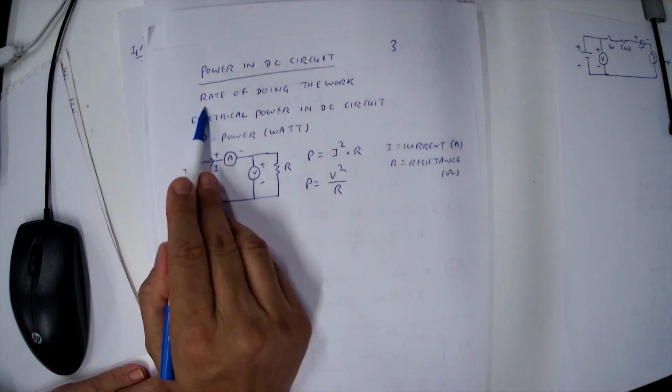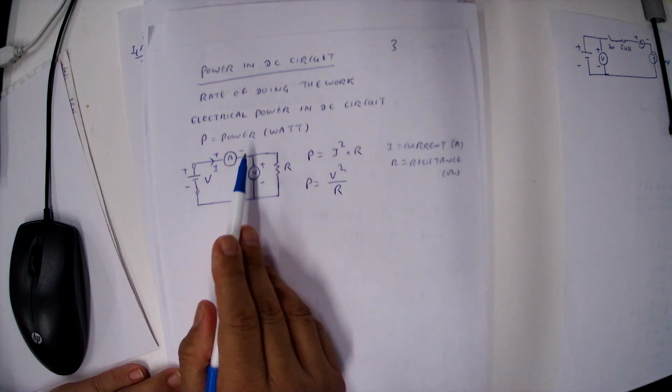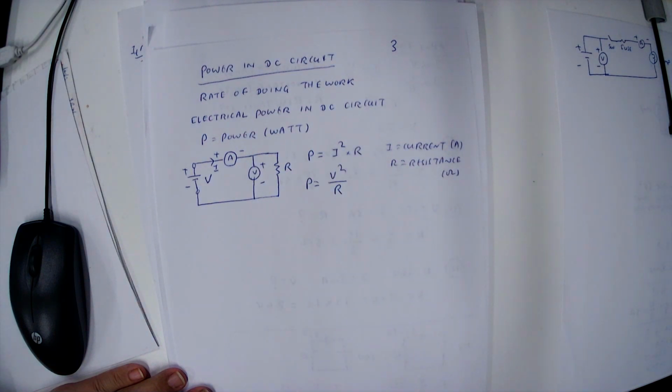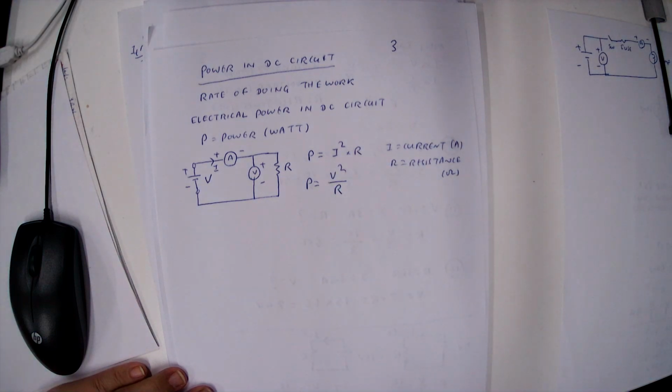So the power is the rate of doing the work. Electrical power in DC circuit, the power unit is a watt. P equal to I square multiply R, or P equal to V square divided by R. So this is the way we calculate. Okay, first problem.